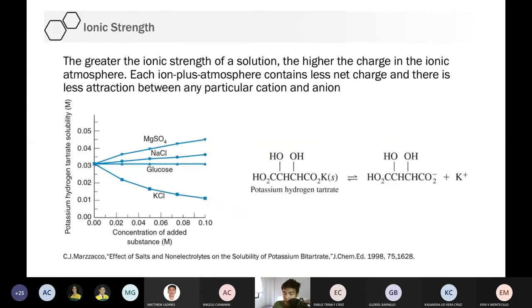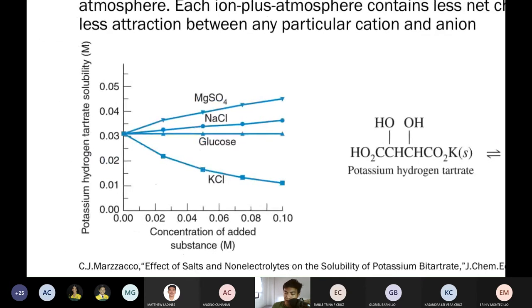So let's look at this graph by Marzacco. This is published noong 1998, birth year ko, in the Journal of Chemical Education. So in this graph, we see here a precipitate, potassium hydrogen tartrate. That is in equilibrium with hydrogen tartrate ion and potassium ion. In this equilibrium setup, binago niya yung concentration ng different diverse ions natin. So tignan natin ano yung naging effect niya sa equilibrium constant nito. In this case, sa solubility niya.